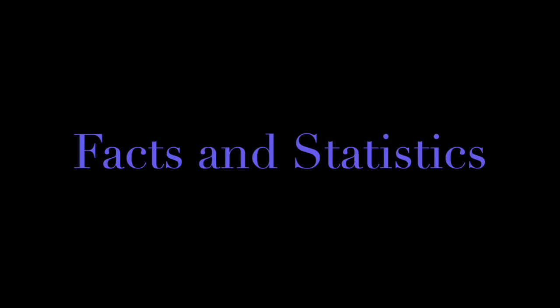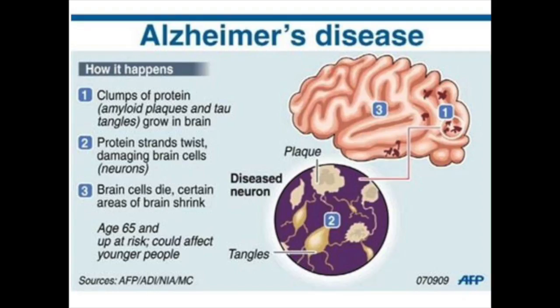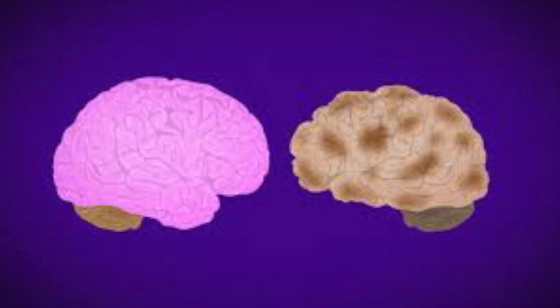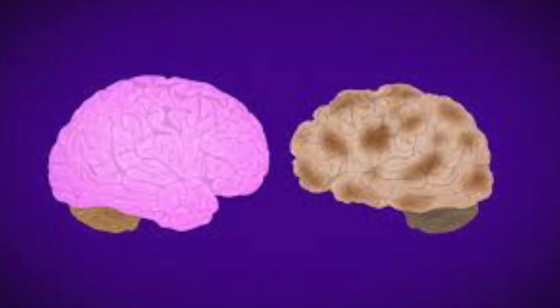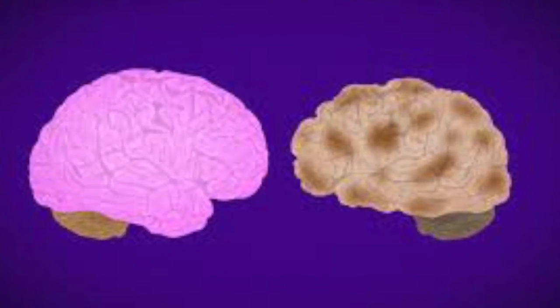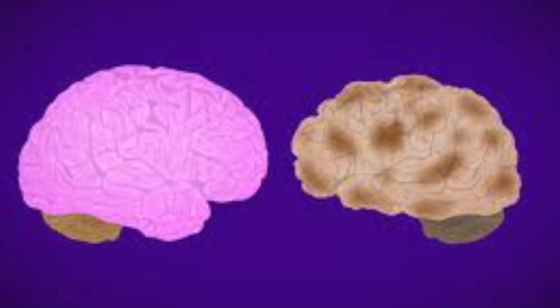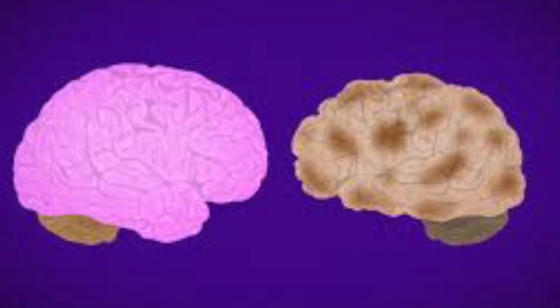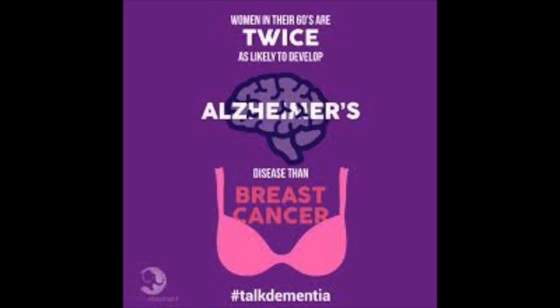Next, we will discuss some general facts and statistics of Alzheimer's disease to understand the prevalence and impact it has on not only those diagnosed, but those of caregivers and family members, and how it can affect anyone and everyone. Alzheimer's disease is the most common cause of dementia. It accounts for 60 to 80% of dementia cases and is the sixth leading cause of death in the United States, killing more people than breast cancer and prostate cancer combined.